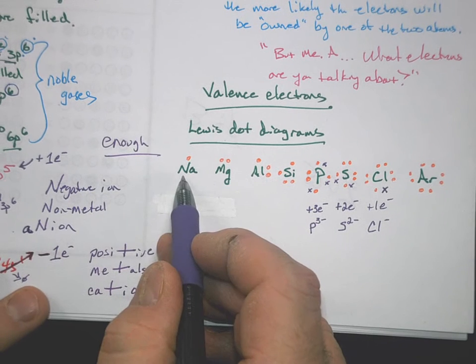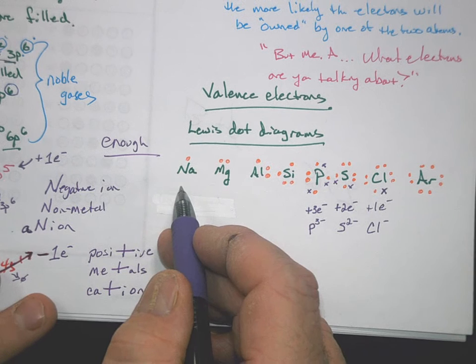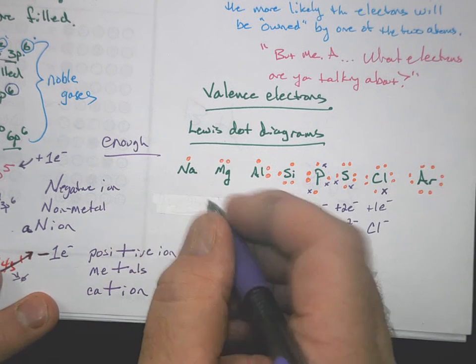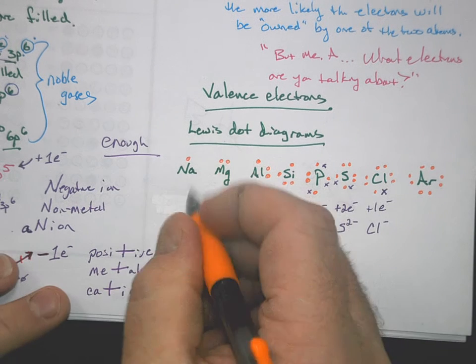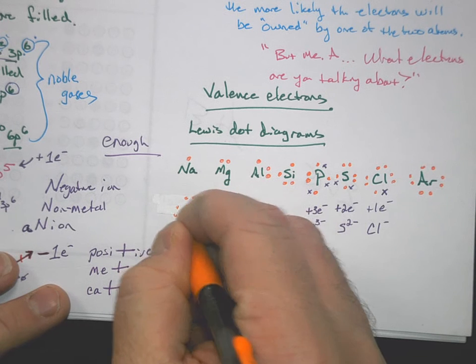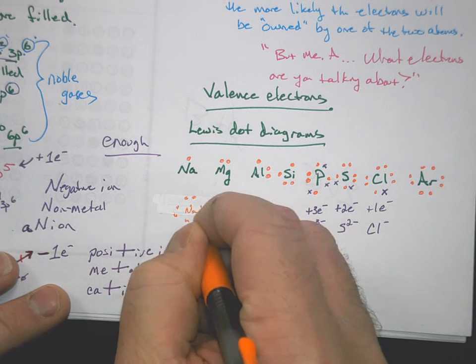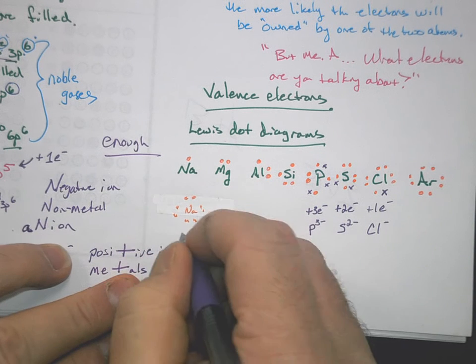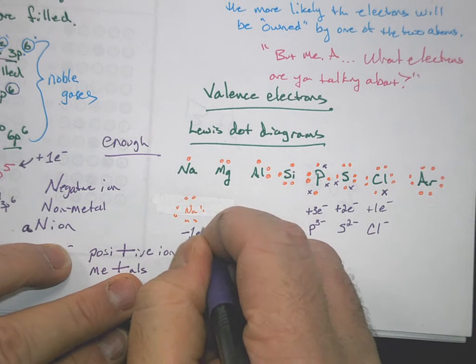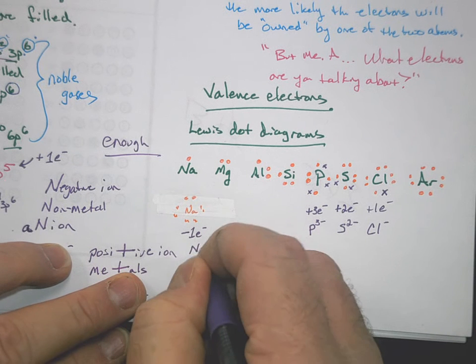So when sodium loses its 1 electron, what does it look like? It looks like this again. But to do that, it lost 1 electron. That makes it Na plus.